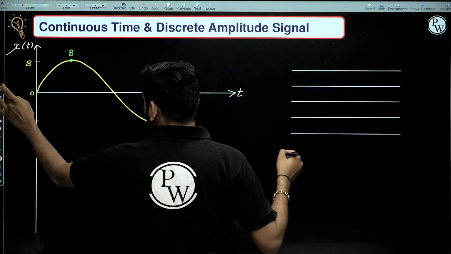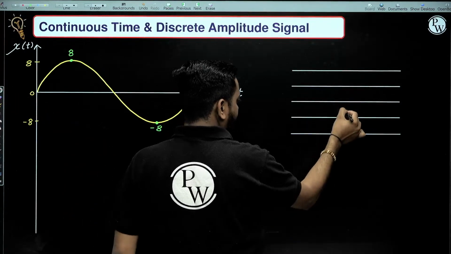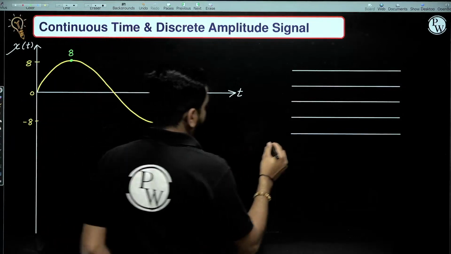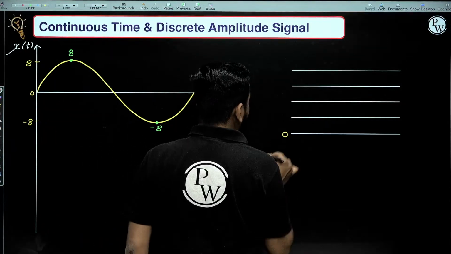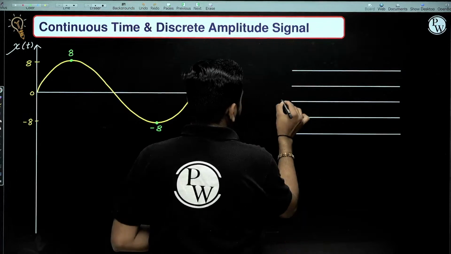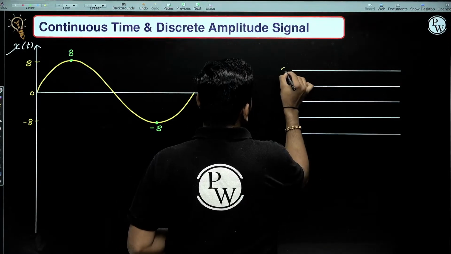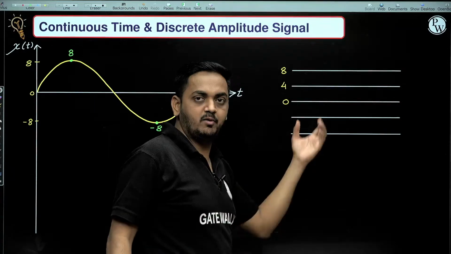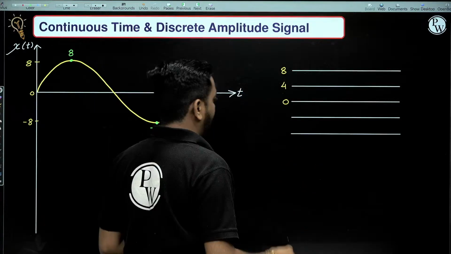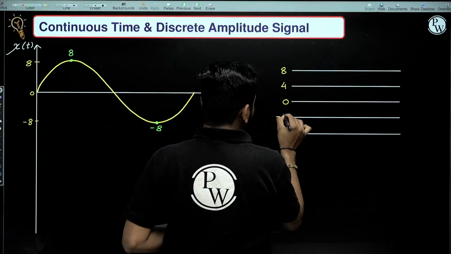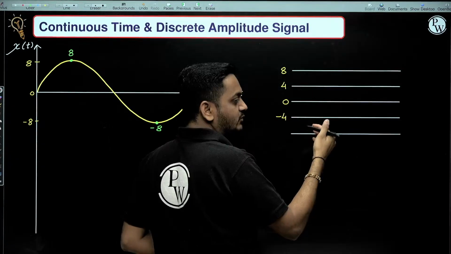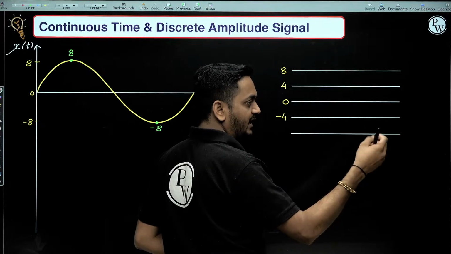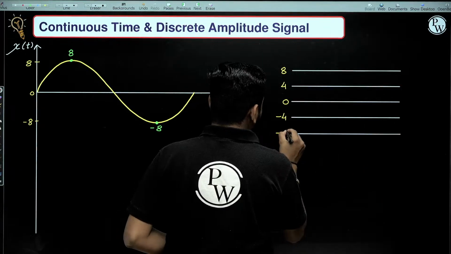So 4 levels, 1, 2, 3 and 4. Four levels are there. So here, continuous amplitude like 0 volt, 8 volt, 4 volt. The number of levels depends on the application. You can take 4 levels, you can take 6 levels, 2 power n, where n is the number of bits, which you will see later.